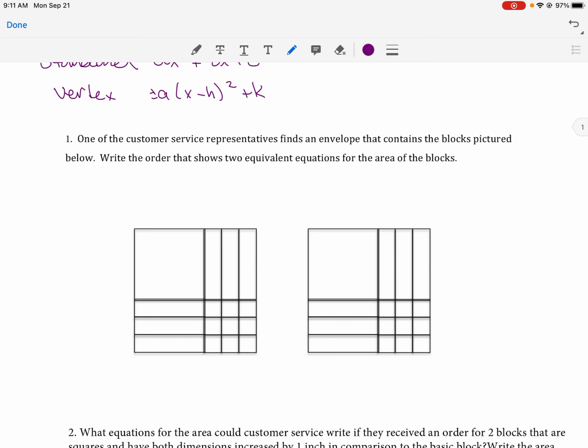So we are also talking about giving these equations and area models. Below we have two area models. This was something that Autumn received at her quilt shop, and it just has the block pictured below. So we need to show two equivalent equations for the area of the block. Again, we're going to do it in standard form and in vertex form. Going off what we know on the quadratics and our areas, we started with x and then we extended it by 3 in each dimension.